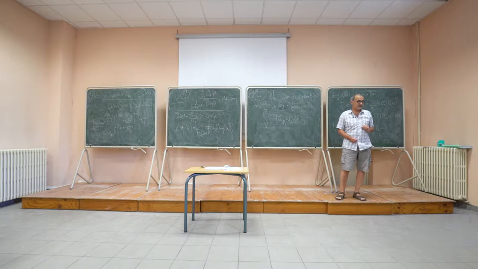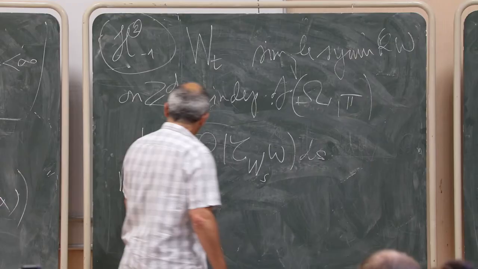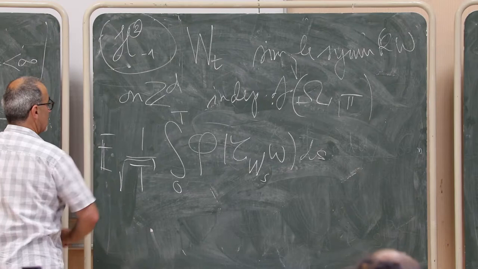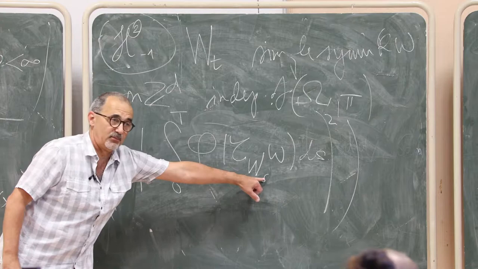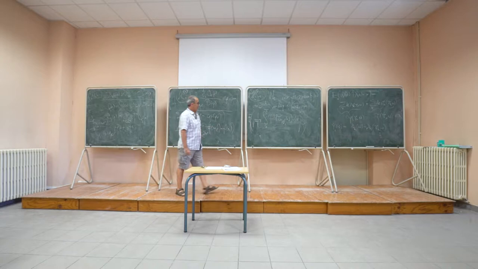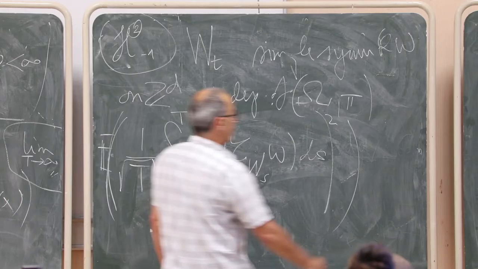Divide by square root of t, phi is zero mean. So I ask about the diffusivity of this. Take the expected value of the square, and by expected value I mean expected value with respect to the walk and omega. Will the limit as t goes to infinity of this be finite?